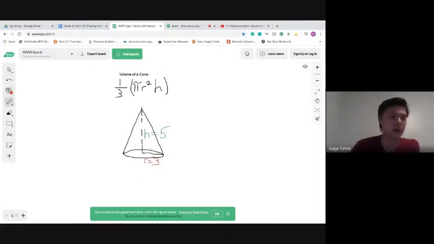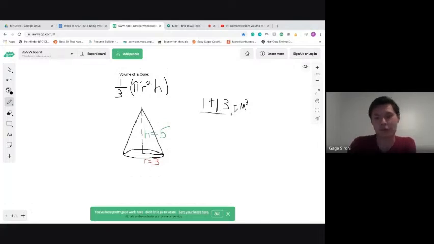So if you remember back to the problem beforehand, when we plugged 5 in for h and 3 in for r, we ended up with a volume of 141.3 centimeters cubed. That would be the volume if this was a cylinder. This is a cone, so we need 1/3 of it. You can either multiply by 1/3 or divide by 3. They're the same thing.